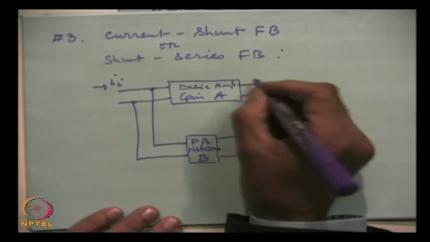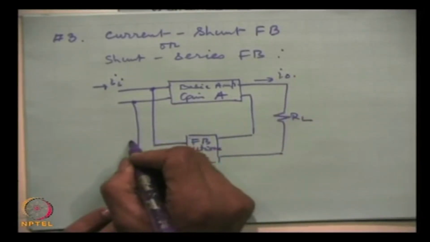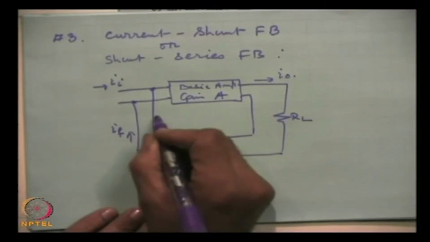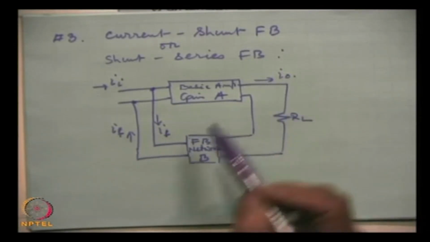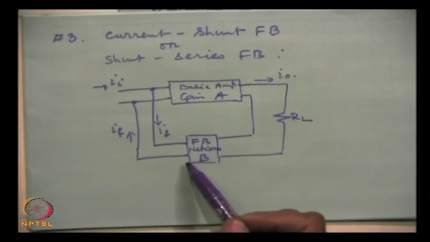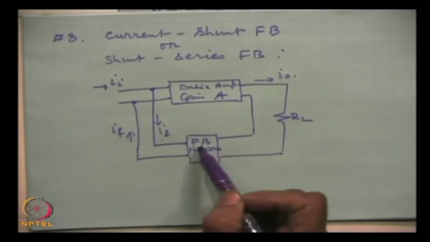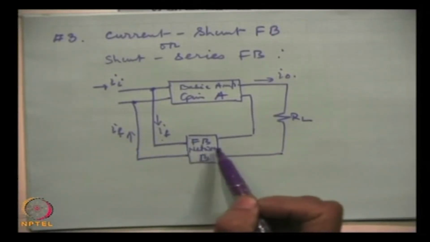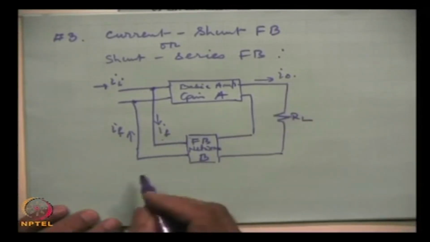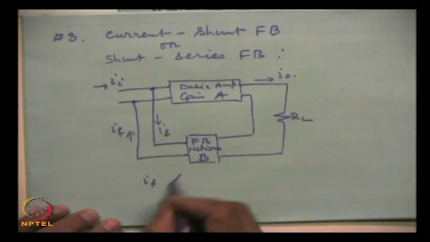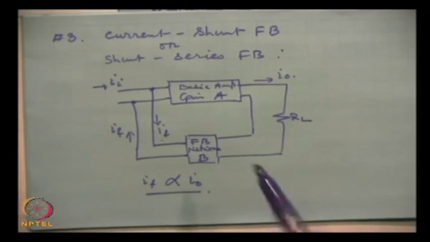Now, I 0 sends current I F. Here we are feeding back the current I F, which is the outcome that comes from the feedback network. I F varies in proportion to I 0.